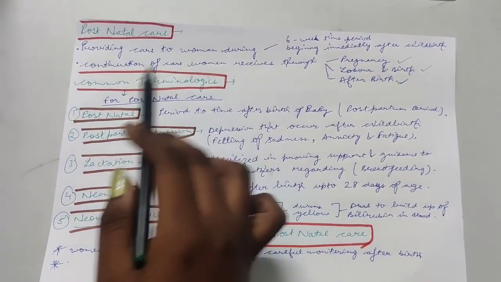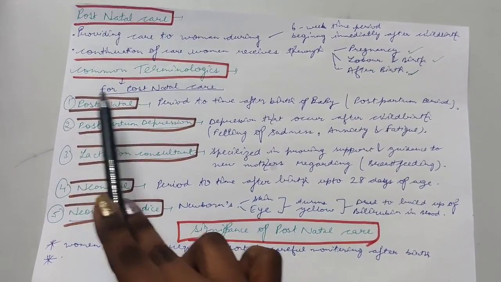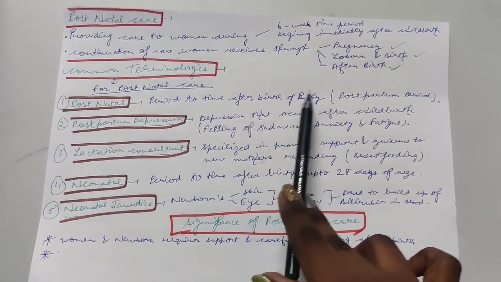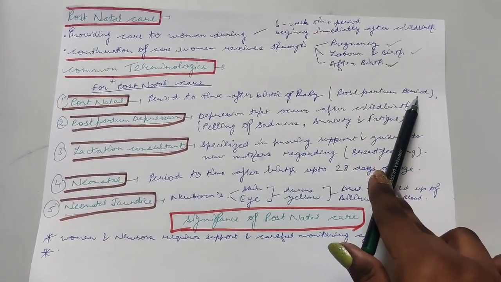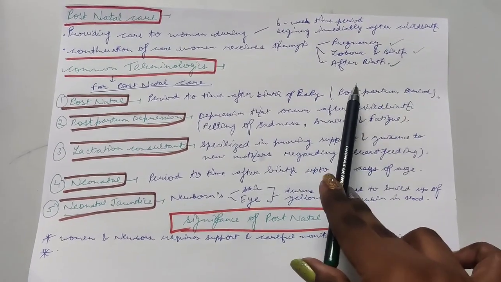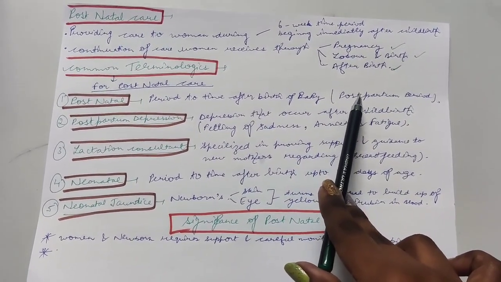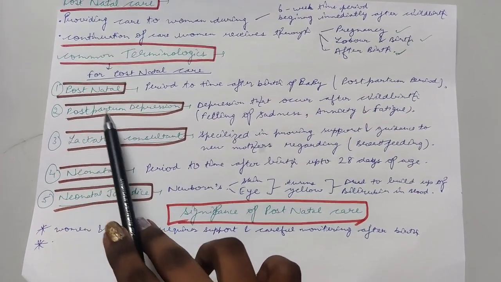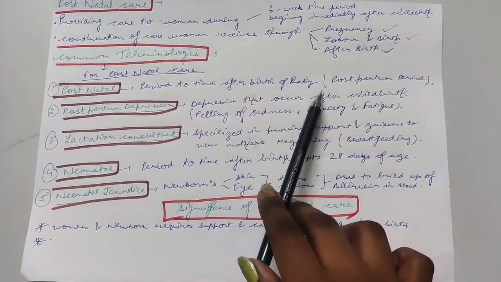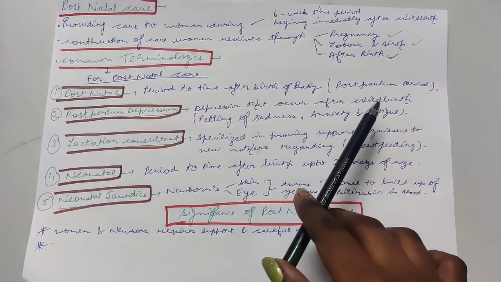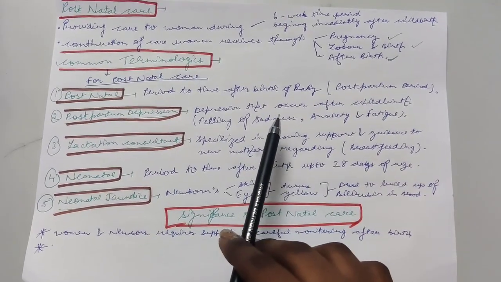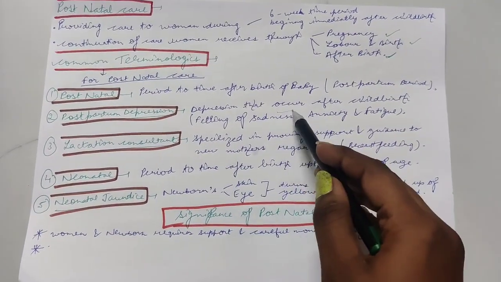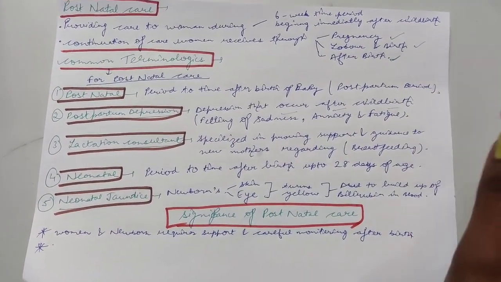Common terminologies used for postnatal care. First, postnatal period, the time after birth of the baby. That is the postpartum period. Postpartum period कौन सा होता है? From the day when the baby is born, after the birth of the baby. Second is postpartum depression that occurs after childbirth. Sometimes women also experience postpartum depression after the baby is born. It can be the feeling of sadness, anxiety or fatigue, tiredness.